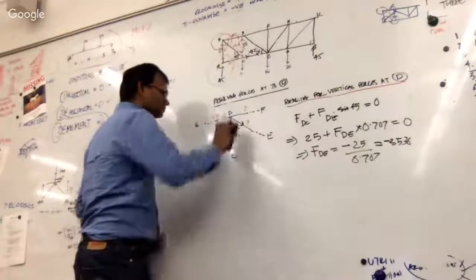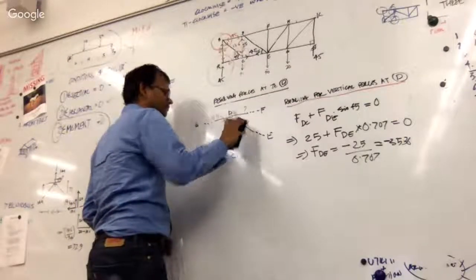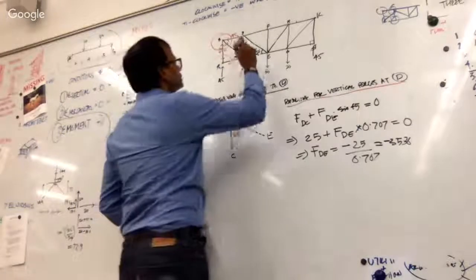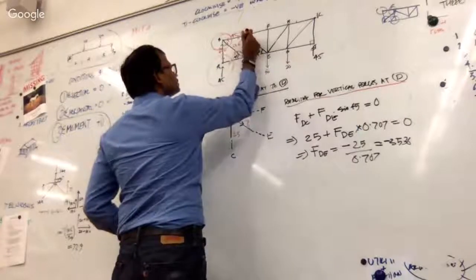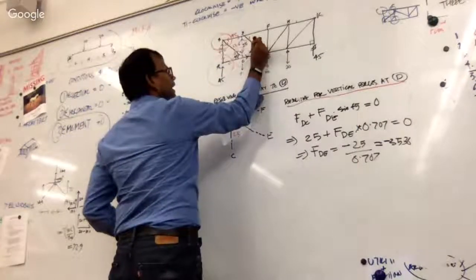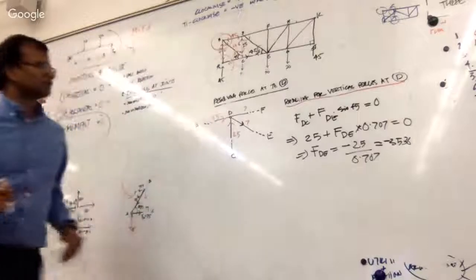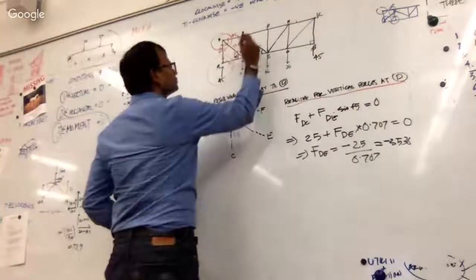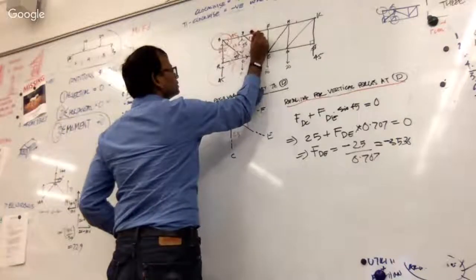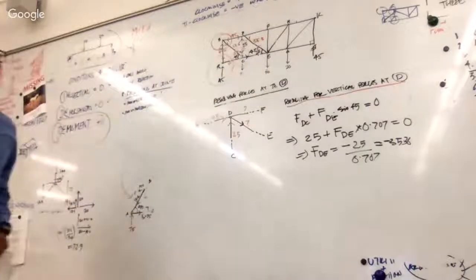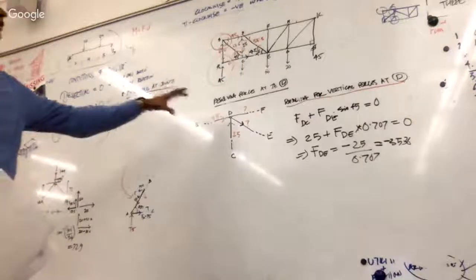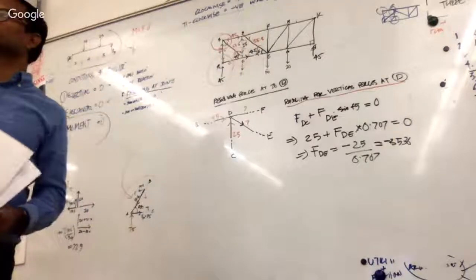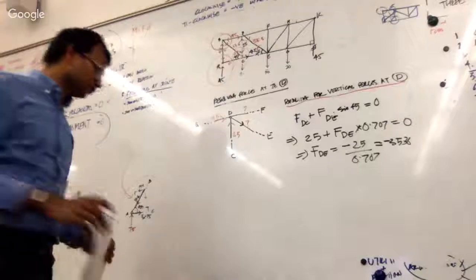Okay? So going like that, and this. And the magnitude is 35.36. Okay, now that's done. What do we do at joint D after we've resolved for vertical forces? Horizontal.